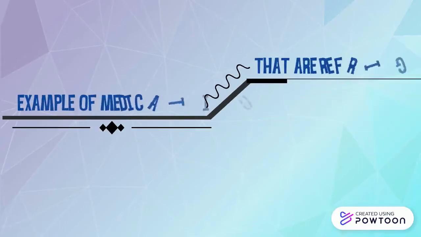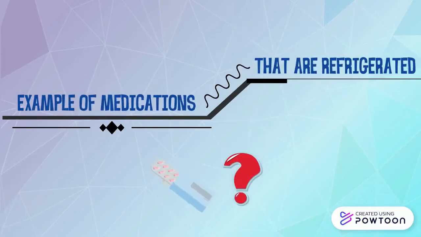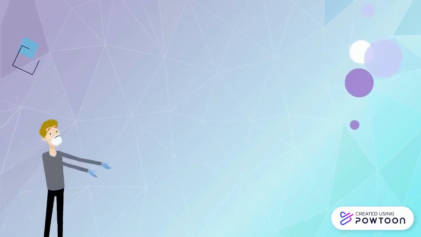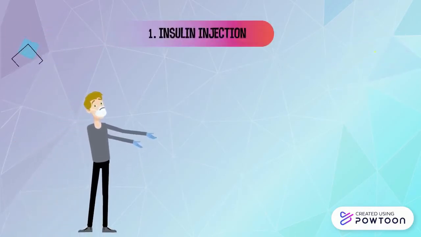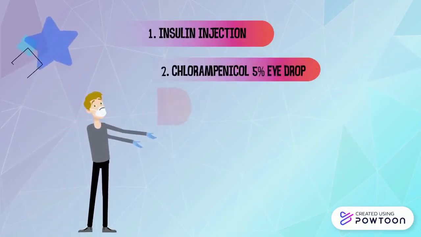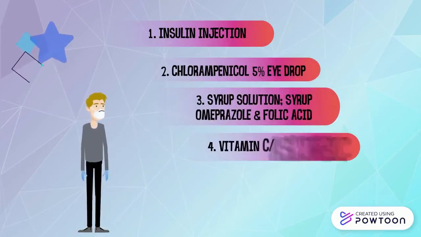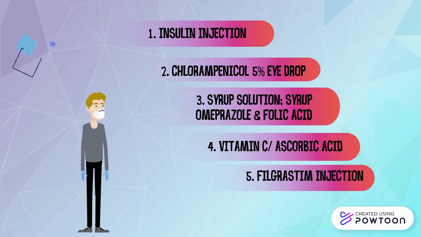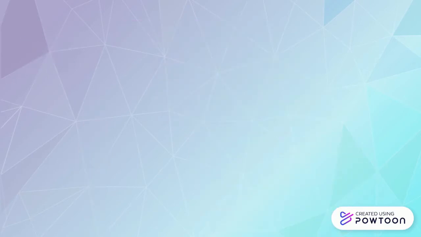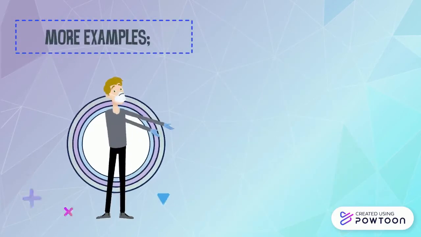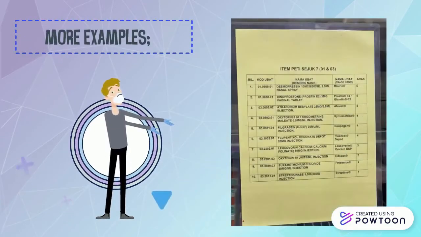Examples of medications that are refrigerated. First, insulin injection. Second, chloramphenicol 5% eye drop, syrup solution, vitamin C, and also filgrastim injection. These are more examples of medications that are refrigerated in the refrigerator.